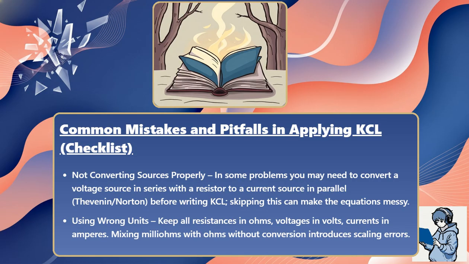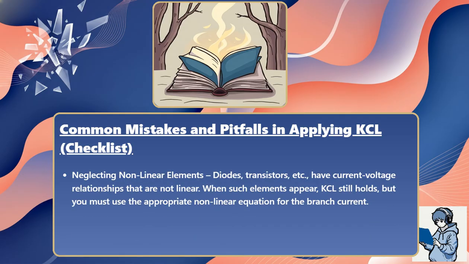Using wrong units: keep all resistances in ohms, voltages in volts, currents in amperes. Mixing milliohms with ohms without conversion introduces scaling errors. Neglecting nonlinear elements: diodes, transistors, etc. have current-voltage relationships that are not linear. When such elements appear, KCL still holds, but you must use the appropriate nonlinear equation for the branch current.